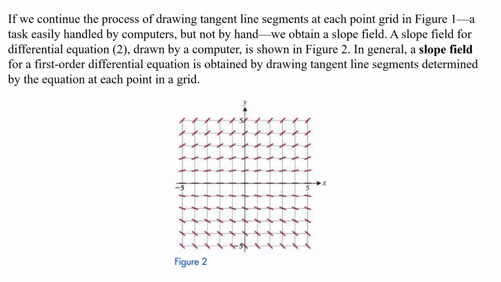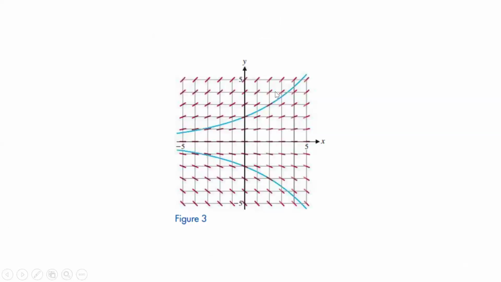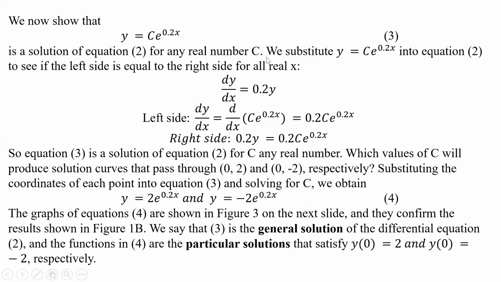Now, what we can show is that y equals c times e to the 0.2x is a solution of equation 2. Remember, equation 2 is this 0.2 times y. For any real number c.